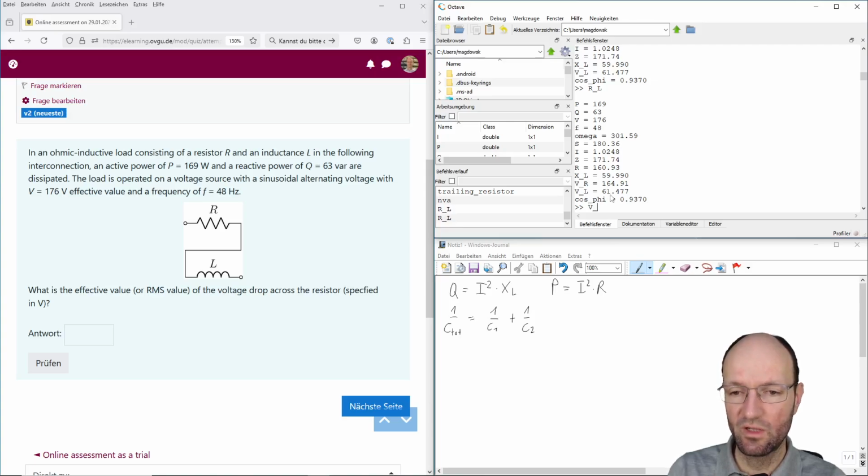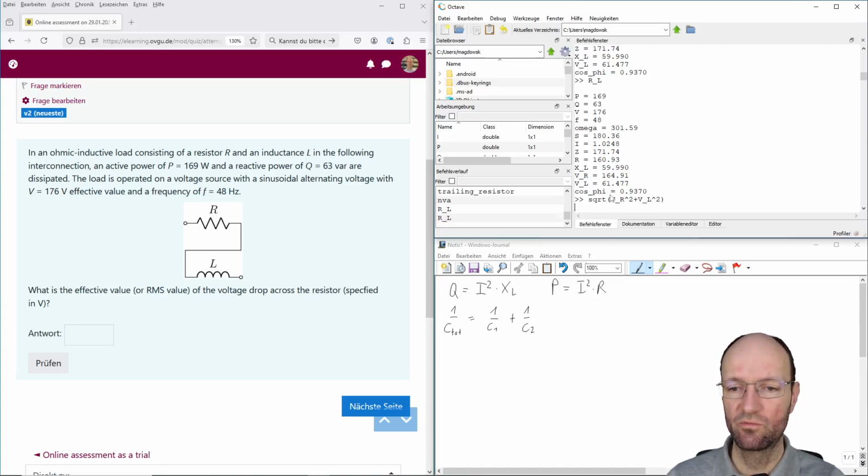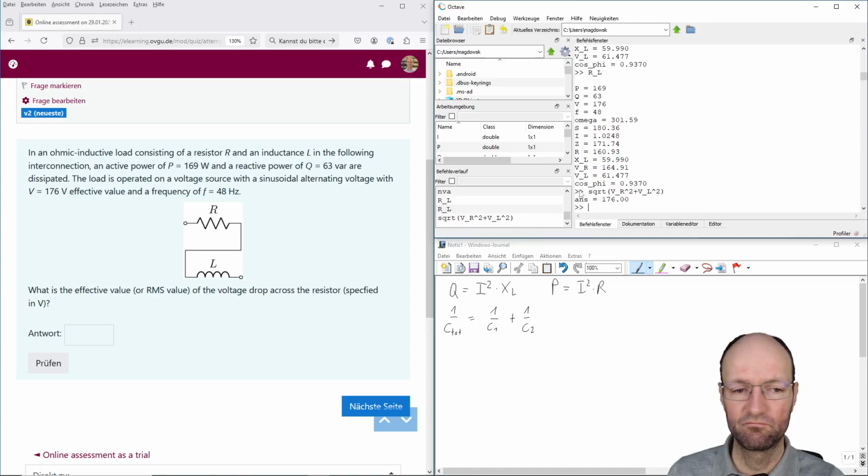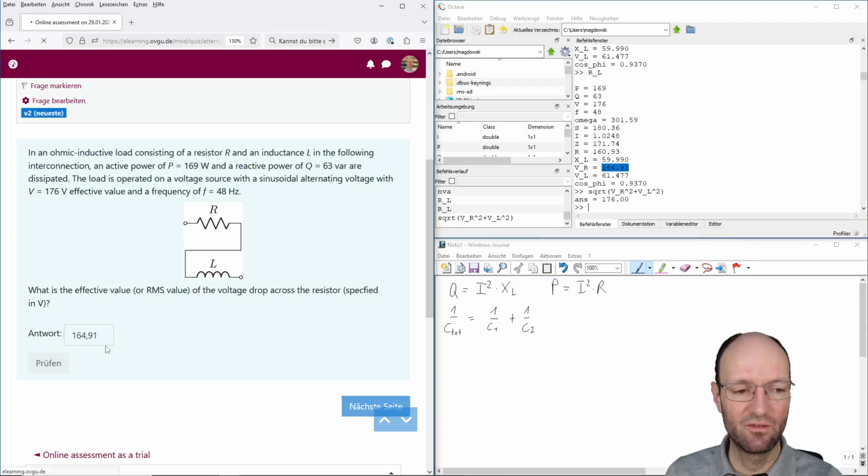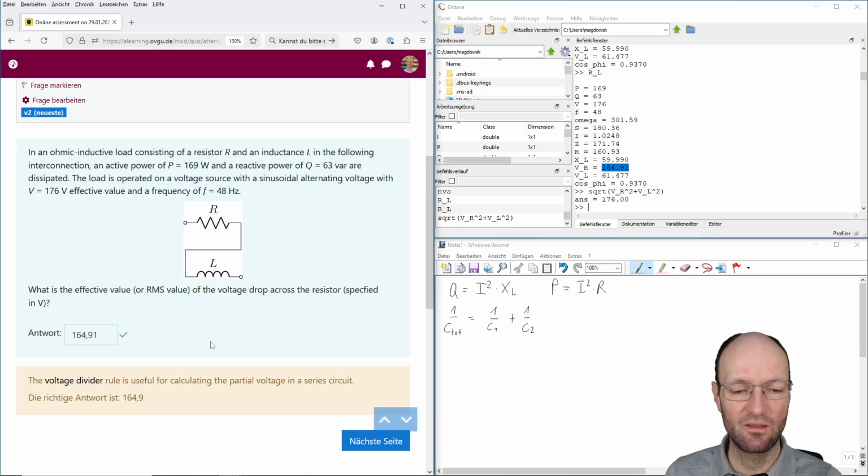If we do a quick check and say voltage drop across the resistor squared plus voltage drop across the inductor squared, take the square root of this, we should get the total voltage. And this is also the case, so this is probably correct. 164.9 in this case. So check, and that's the right answer.